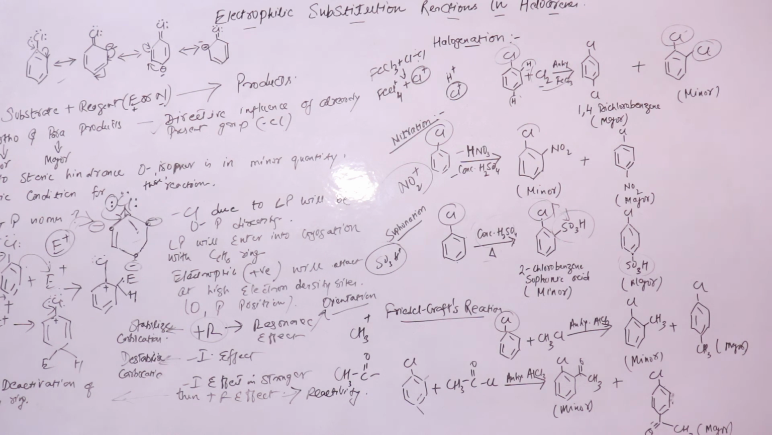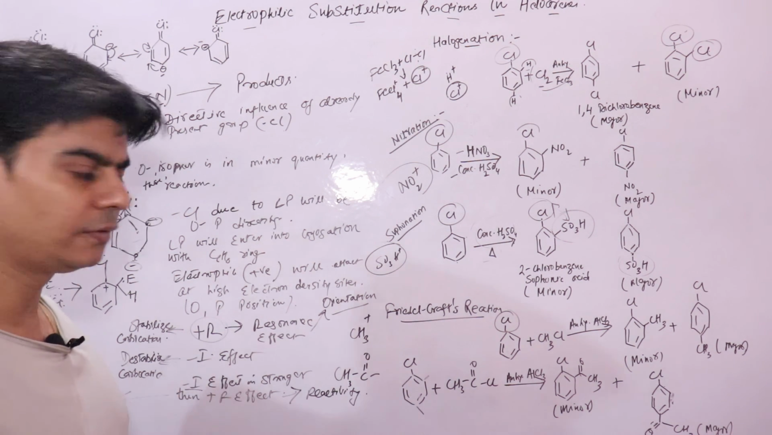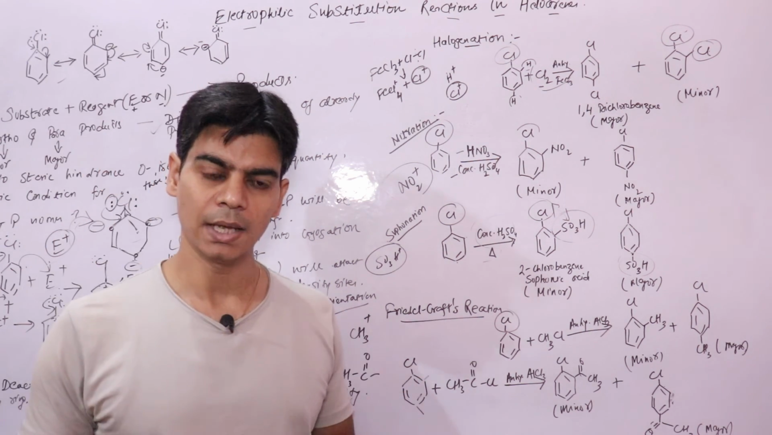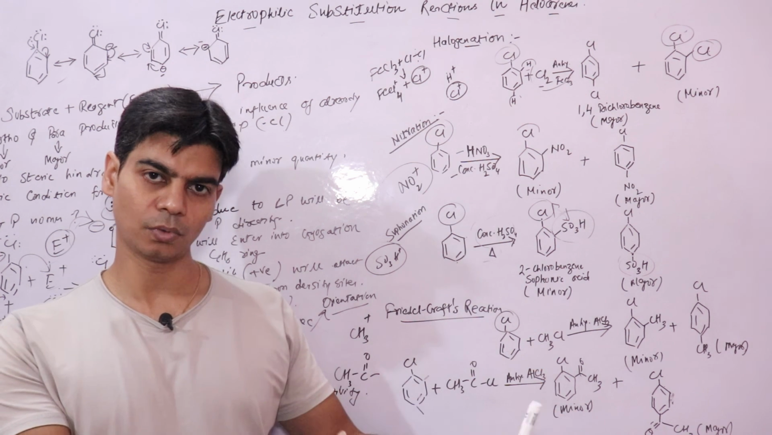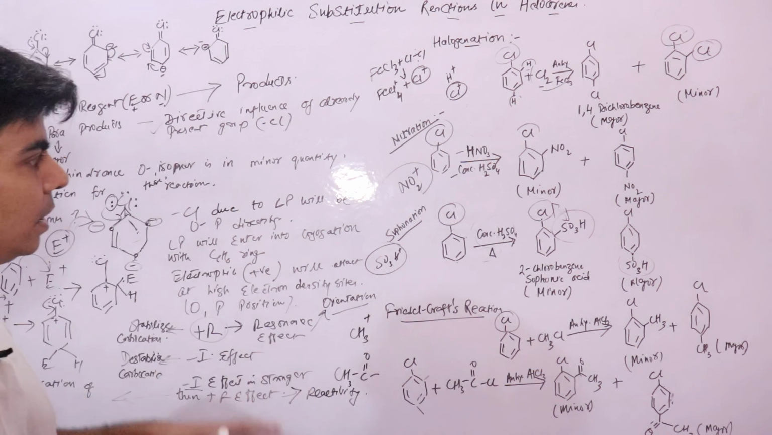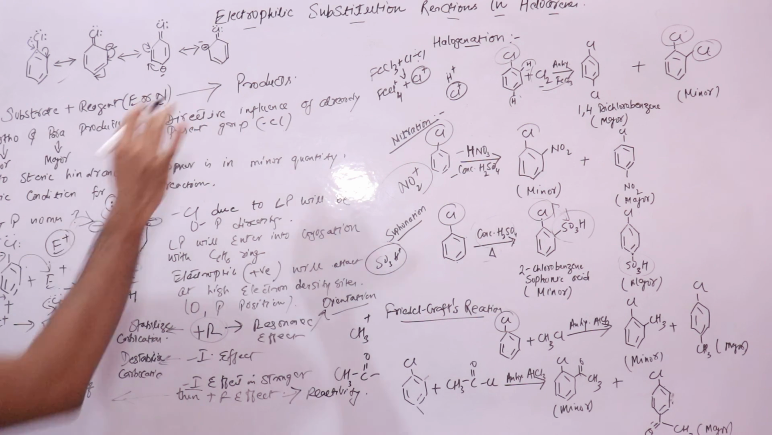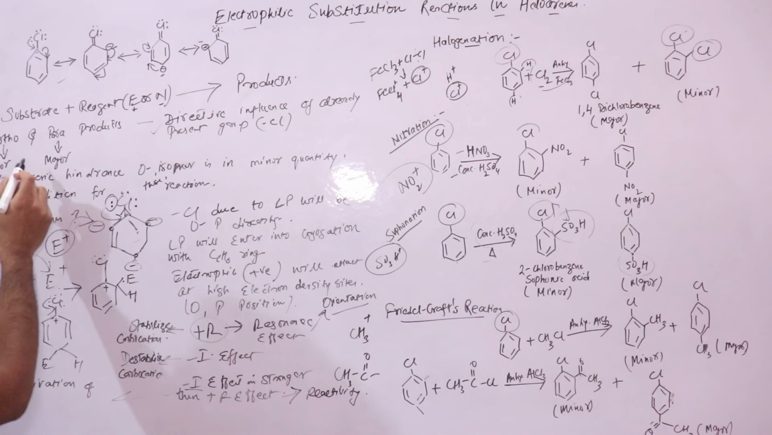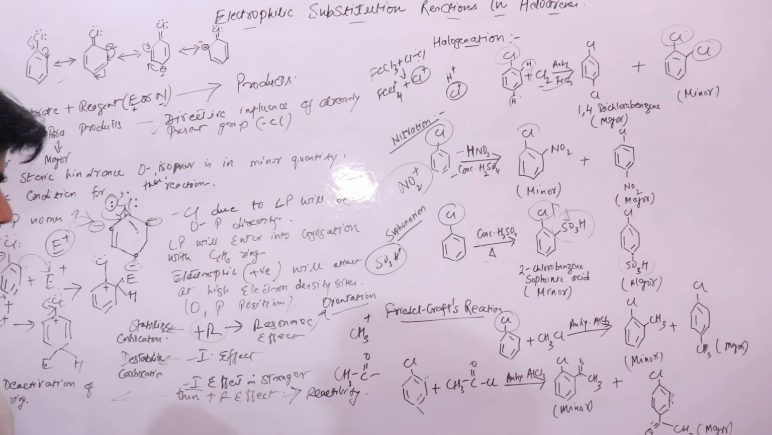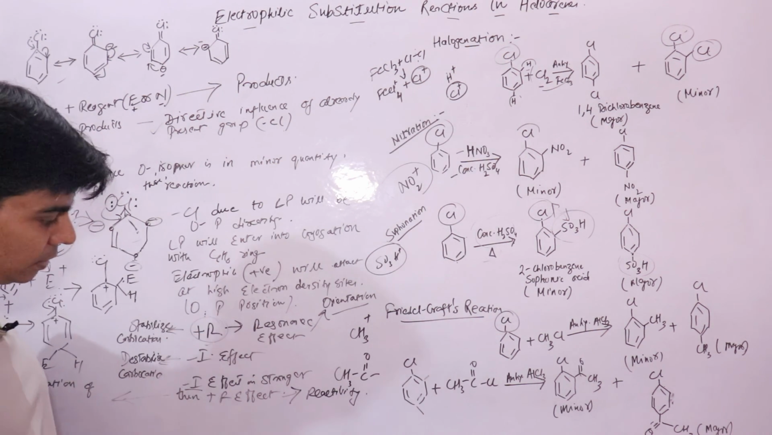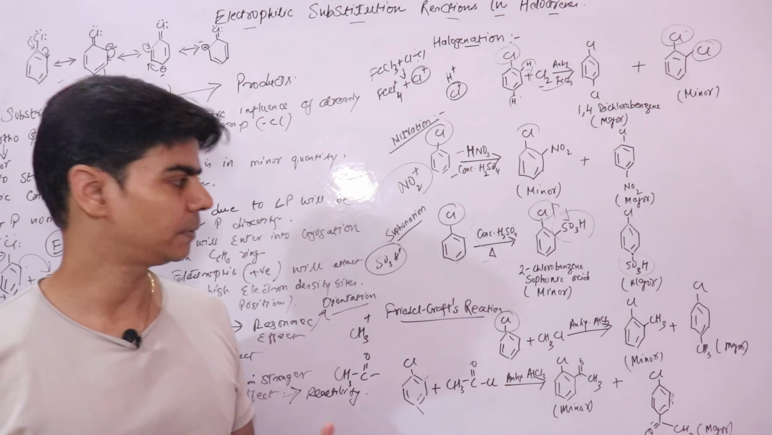I hope this is clear, right? So that is why we say minus I effect will control the reactivity of haloarenes and your plus R effect will direct the orientation, that is, the orientation of incoming groups. Just understand this substrate, reagent and product funda, and why this Cl is ortho and para directing, and how the plus R effect will control the orientation and how the minus I effect will control the reactivity, right? I hope this is clear.